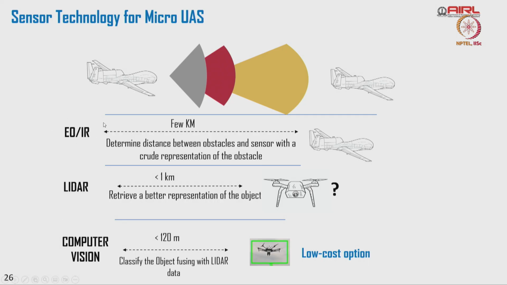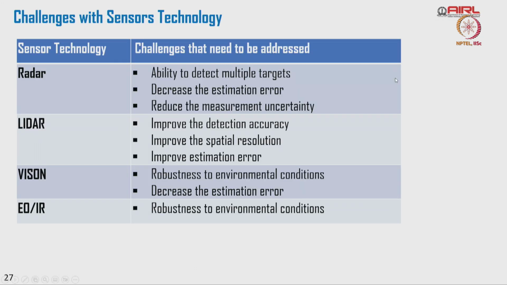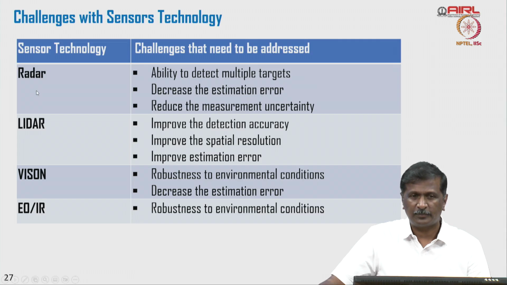You may have to determine what sensor technology is suitable for your mission, right. Now let's look at the challenges present in individual sensor technology. If I take a radar, I will be able to detect multiple targets. I can decrease the estimation error significantly. I can reduce the measurement uncertainty, right.